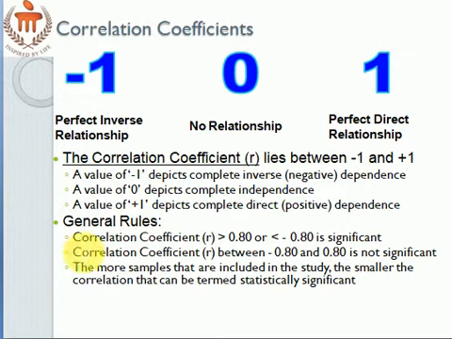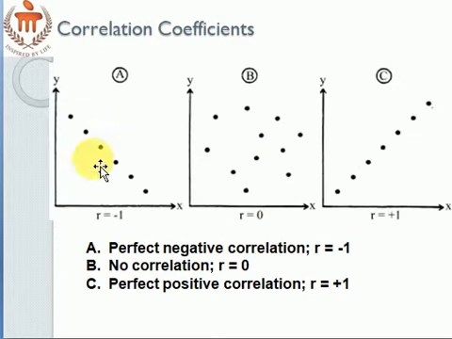Here in case A, if I increase the value of x, the value of y is decreasing. At each point, as I increase x from one point to another, the value of y is decreasing continuously in the same manner. So this is the case of r equals -1. -1 indicates a perfect negative correlation. That means if I increase the value of x, the value of y decreases continuously. So this is a perfect negative correlation.